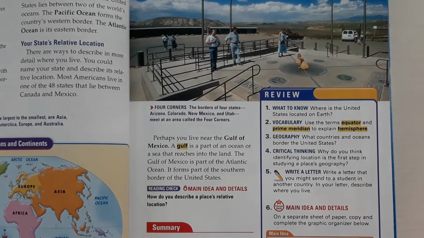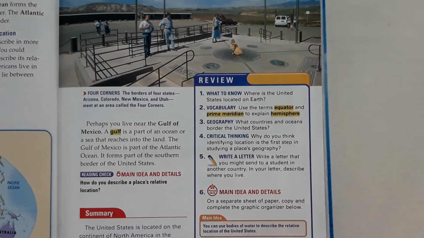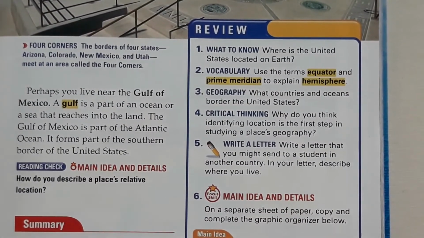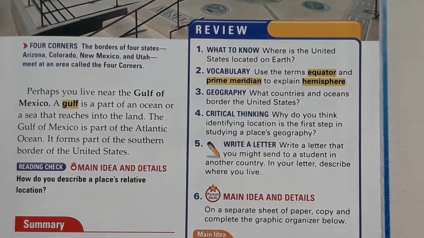Wow! We are done on reading lesson 1. And our last step is to do the review test. So, first question. Where is the United States located on Earth? We can say the United States is located in the Northern Hemisphere and the Western Hemisphere. And also, it is located in the continent of North America.